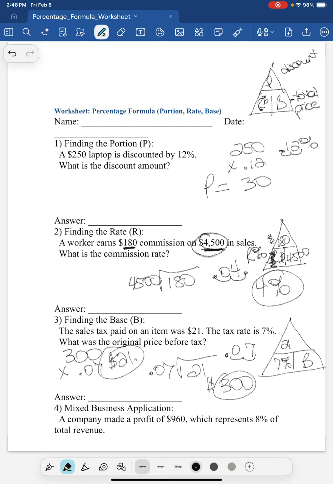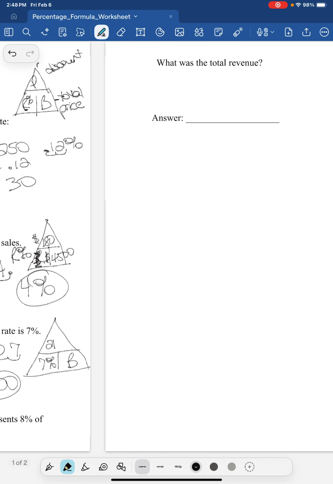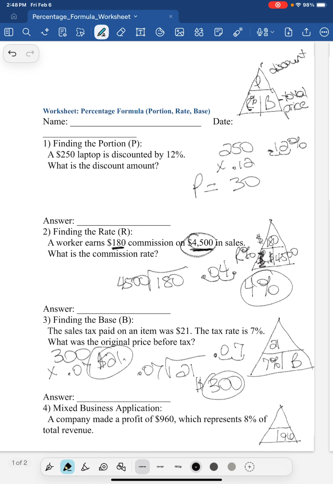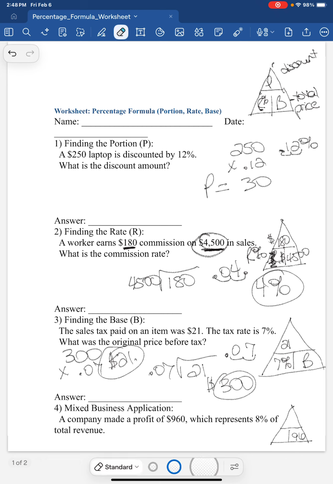Okay, we've got one more question to work together. It says a company made a profit of $960, which represents 8% of total revenue. What was the total revenue? Okay, let's make our triangle. So what are we looking for? It doesn't tell us exactly. Oh, no. Excuse me. We're looking for total revenue. So total revenue, we're actually looking for base.